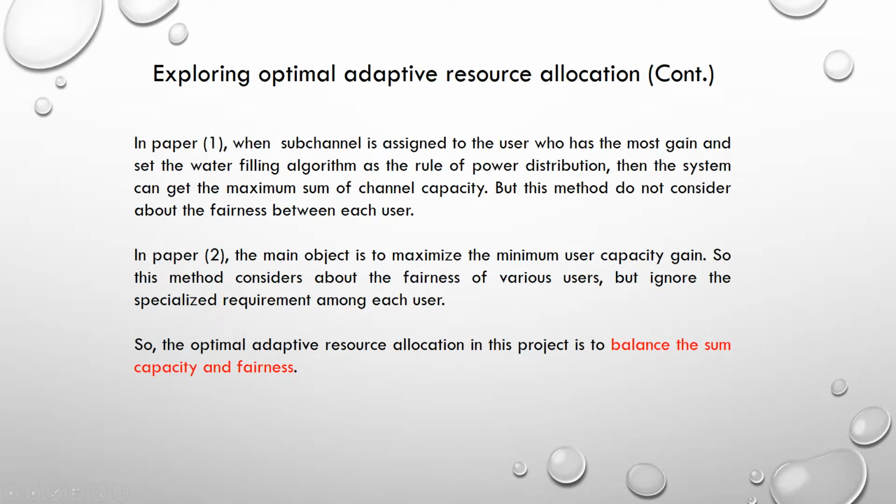In paper 2, the main objective is to maximize the minimum user capacity gain. So this method considers the fairness of various users, but ignores the specialized requirement among each user. So the optimal adaptive resource allocation in my project is to balance the sum capacity and fairness based on these two papers.